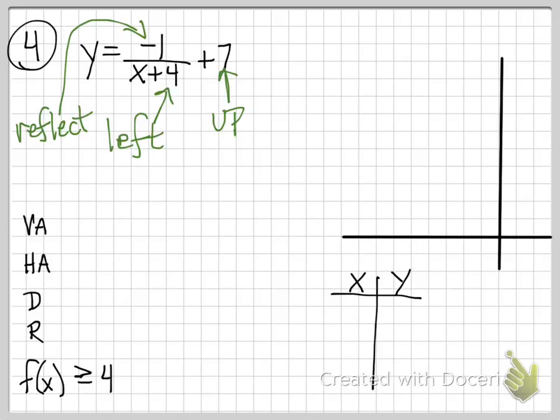So let's figure out the vertical and horizontal asymptotes. Vertical asymptote sets the denominator equal to 0. So what makes the denominator 0? X equals negative 4. If I plug in a negative 4, the denominator is 0. Horizontal asymptote is always going to be at the vertical shift. It moved up 7, so it's at y equals 7. Let's put those on the graph. So at negative 4, I have my vertical asymptote.